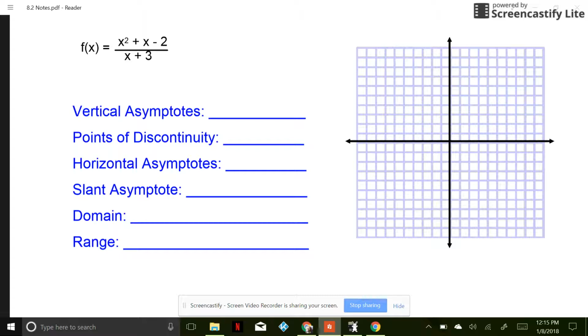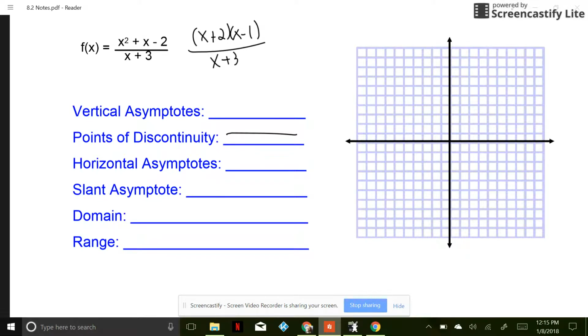So we're continuing here in section 8.2, graphing more complicated rational functions. First thing we want to do is factor the numerator. In this case, it will factor to (x + 2)(x - 1) over x + 3. So first thing we look for, are there any holes? Does anything cancel in the numerator and the denominator? Nothing does, so we're not going to have any holes, no points of discontinuity.